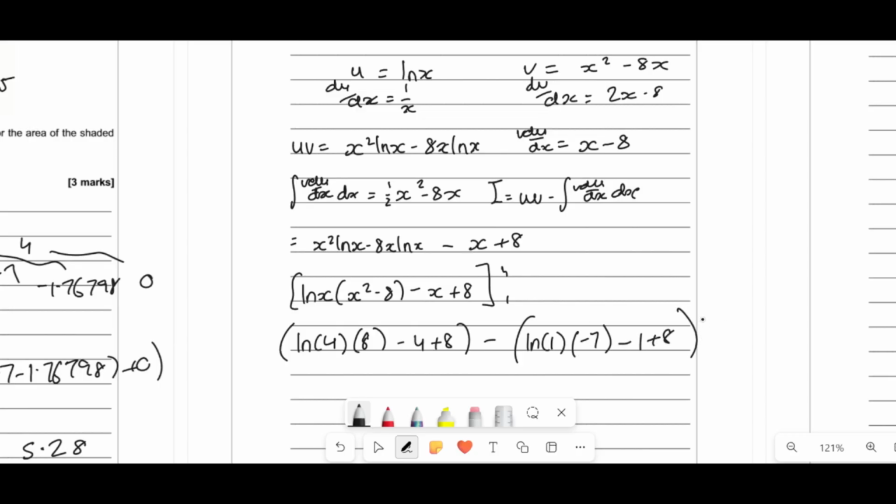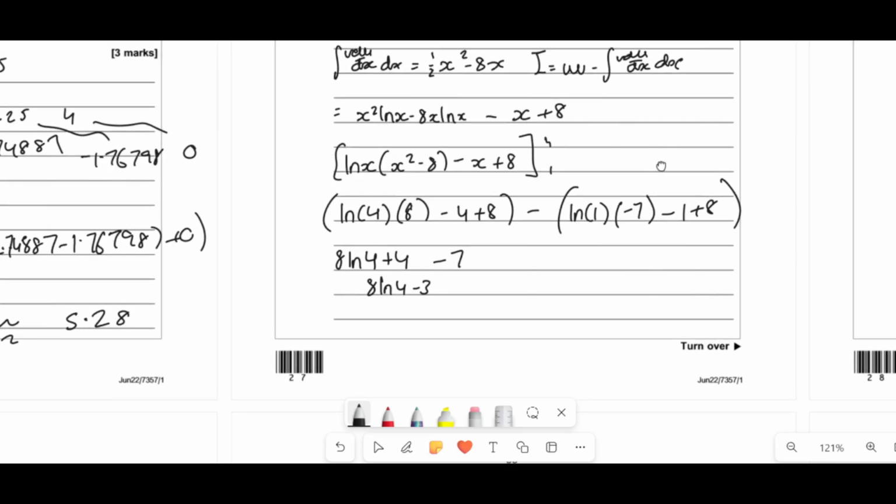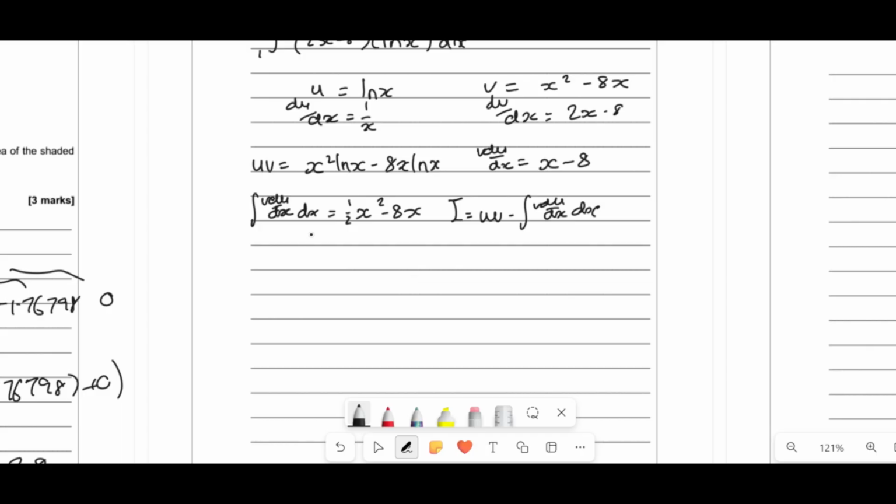Cool, so now if we try and tidy this up, remember that ln 1 is 0. Then minus 1 plus 8 is plus 7, so it's going to be minus 7. So then 4 minus 7 is minus 3. It's going to be 8 ln 4 minus 3, right? But they want it in what form? They want it in the form 32 ln 2 minus 33 over 2. So then that means our integral is going to be, I'm going to tidy this up and factorize it.